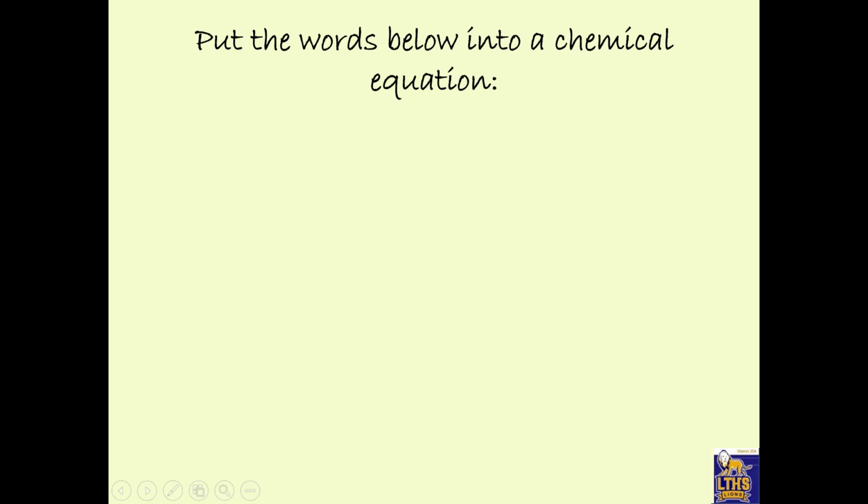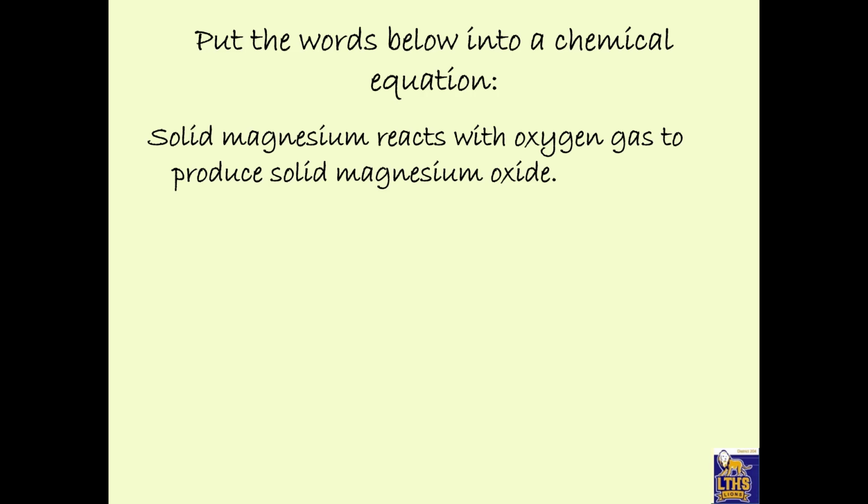Okay, can we do the reverse? Well, yeah, we could take the words and write a chemical equation. So this is solid magnesium. So you got Mg, you got solid. Reacts with, that's the plus sign, oxygen gas. And then we say to ourselves, oh, that's one of those 7 diatomics. We have to put a 2 next to it. To produce, so we're talking arrow, solid magnesium oxide.